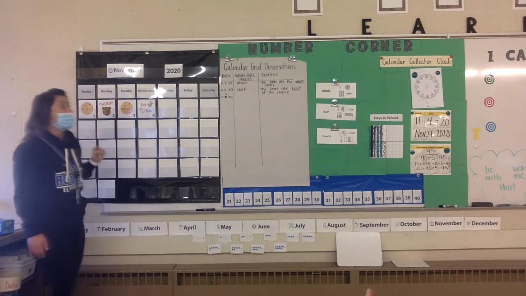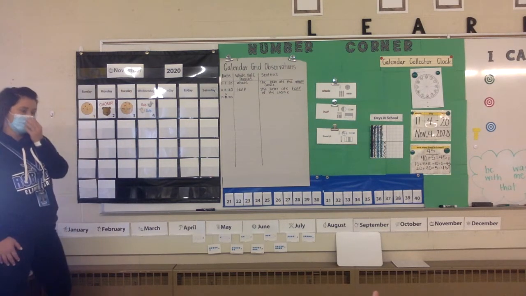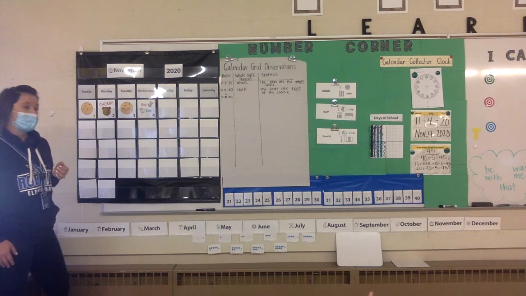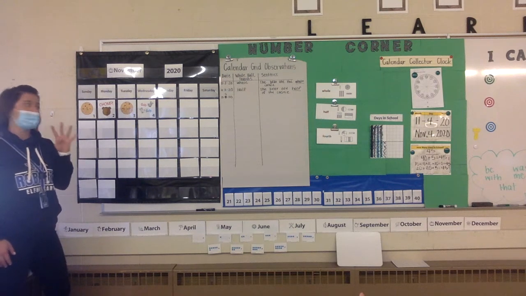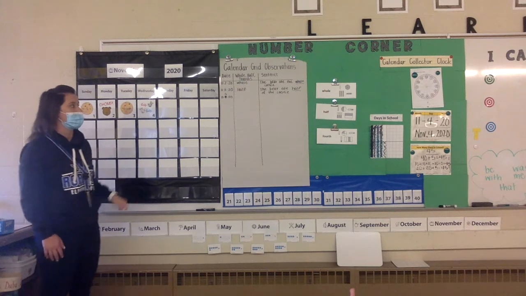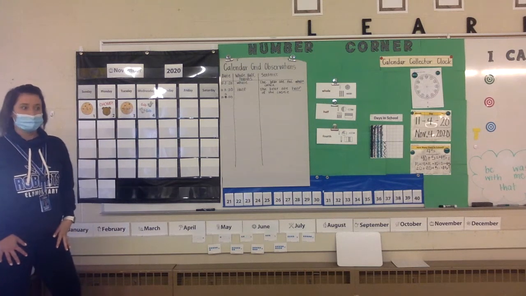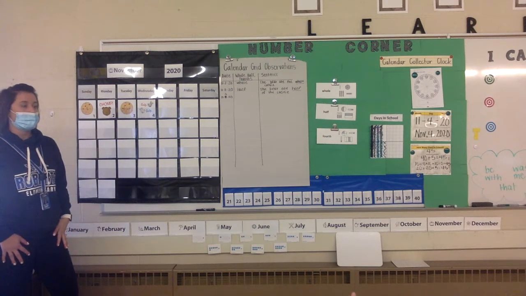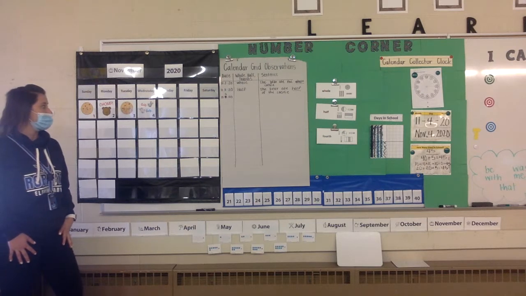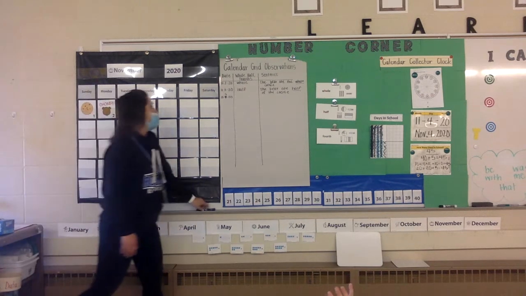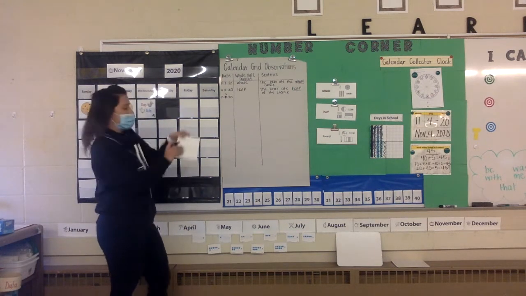A fourth. A fourth. What does a fourth mean? Fourth means it has 4 pieces. It has 4 pieces. Who thinks they know what the number underneath is? Daniel. 5. 5. Let's take a look.